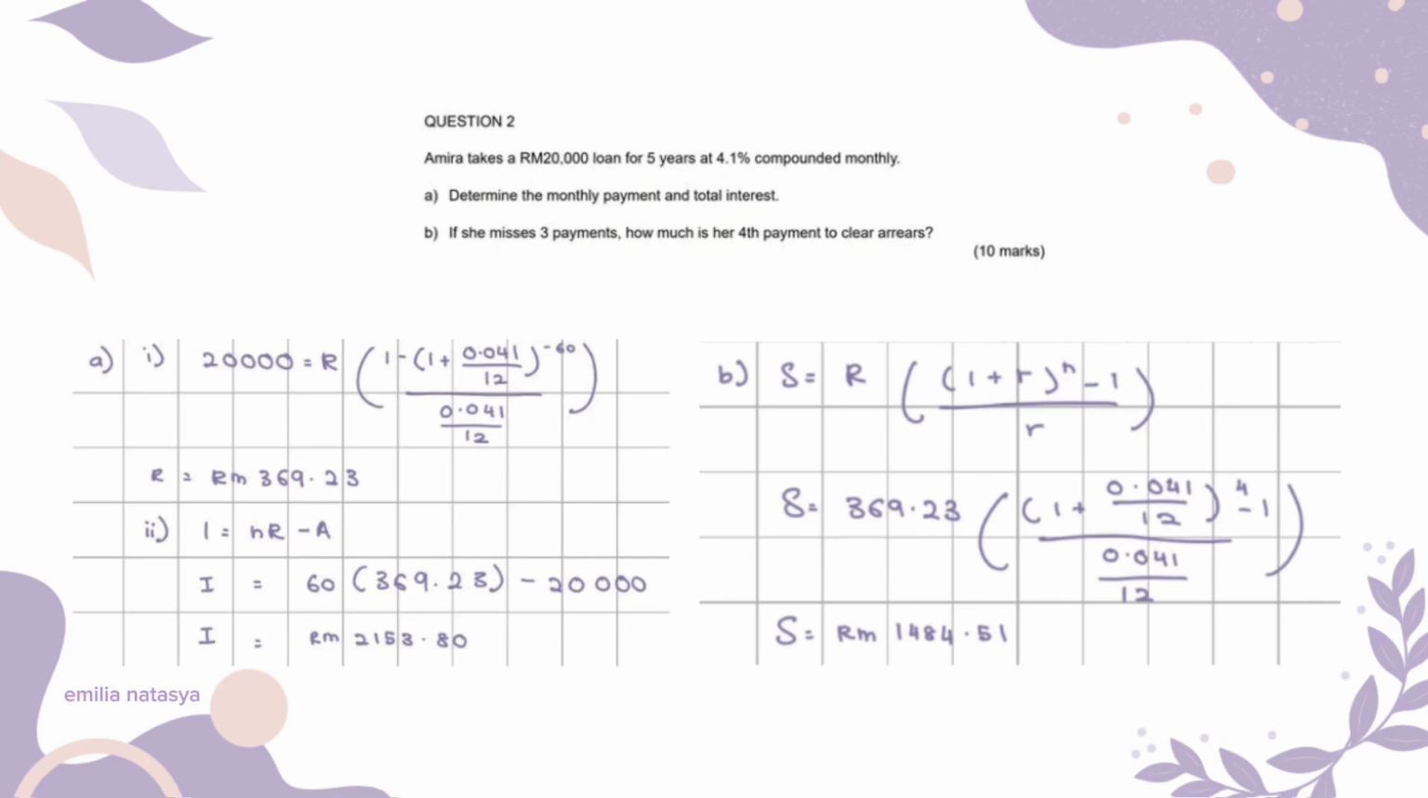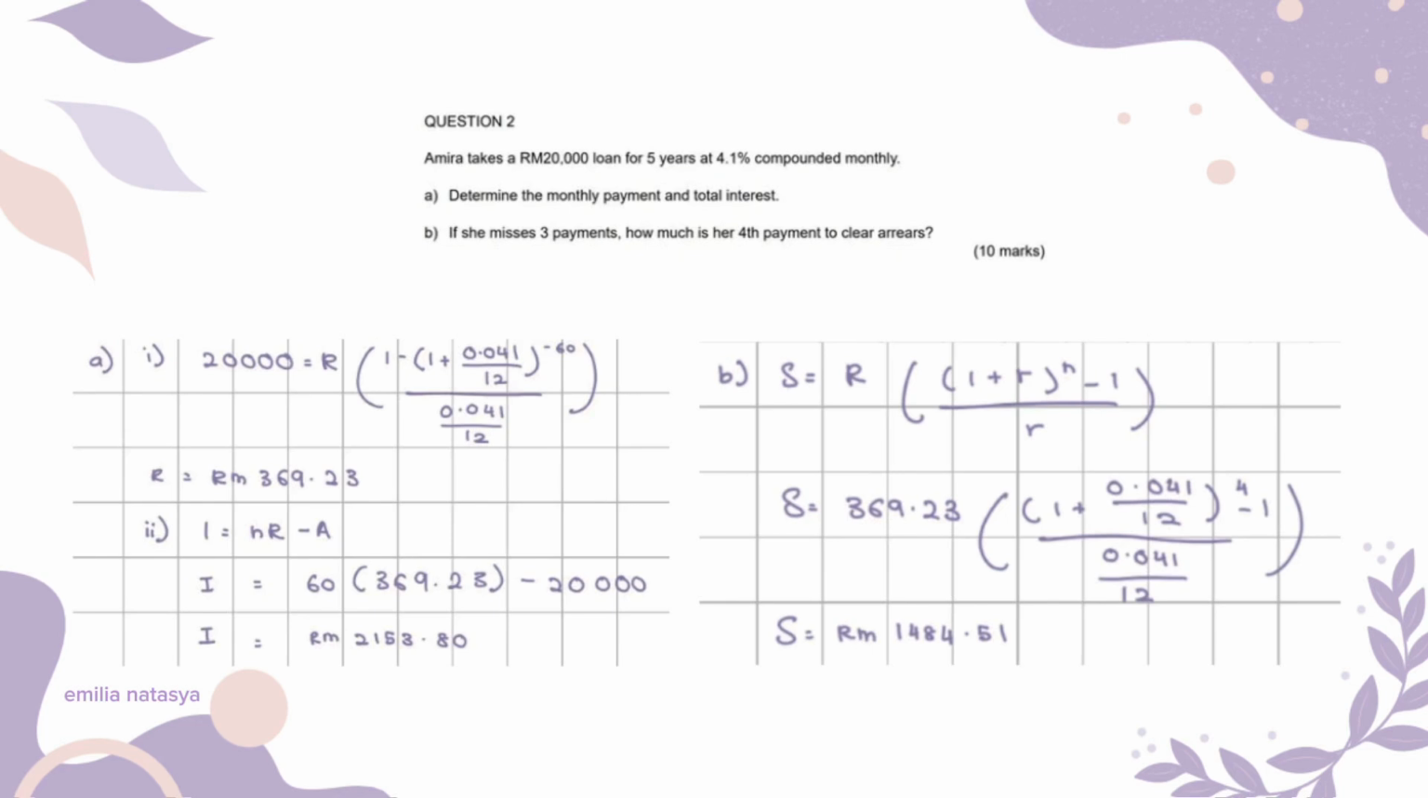To calculate the monthly payment, we use the formula of loan first, which is P equals R multiplied by open bracket 1 minus open bracket 1 plus i close bracket raised to the power of negative n, then divided by i close bracket, where P is the loan amount of 20,000 ringgit, R is the monthly payment we need to find, i is the monthly interest rate of 4.1% divided by 12, which is 0.041 divided by 12 equals 0.003417. And lastly, n is the number of months, which is 5 years multiplied by 12 equals 60 months.